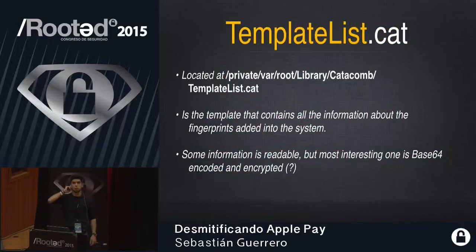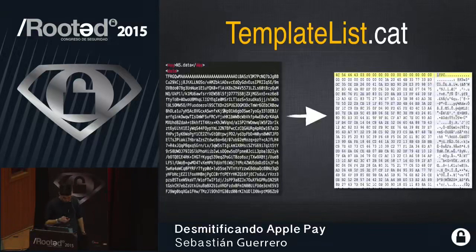Apple says this file never is stored, and you can access this file whenever you want to. If you go to this cat, you'll find this file containing all the information of all the sloppy things registered by the sensor. The sensor registers everything, not only your finger. So it is a template that contains all information about the fingerprints added into the system. And the very interesting part is the fingerprint, which is encrypted. So some information is readable, but the most interesting one is base 64 encoded and encrypted.